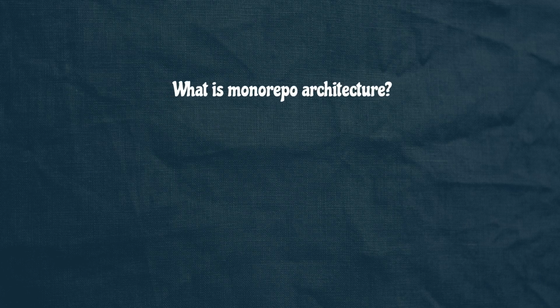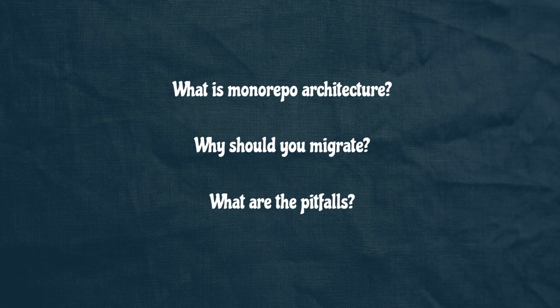What is monorepo architecture? Why you might want to move from multiple repositories to a monorepo? What pitfalls you should watch out for? And which tools can help you make this smooth transition? And finally, we will have a simple setup of a monorepo using NX.